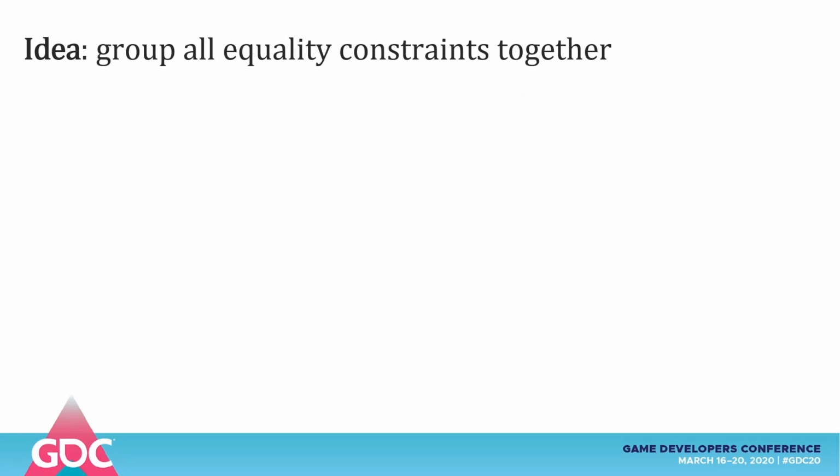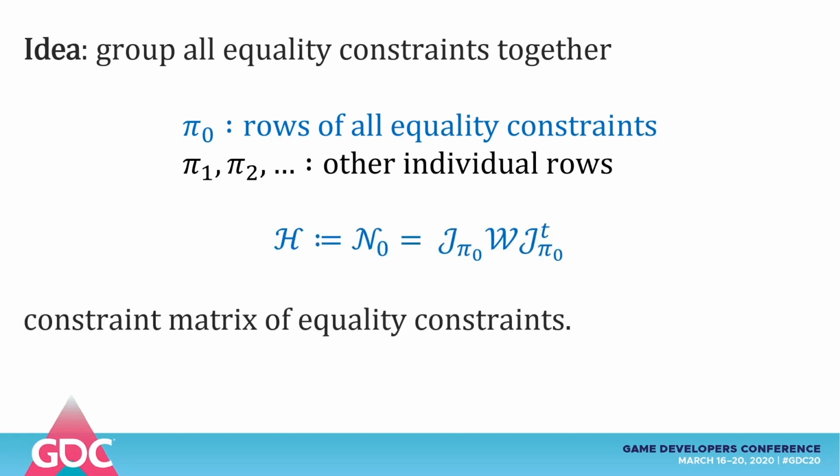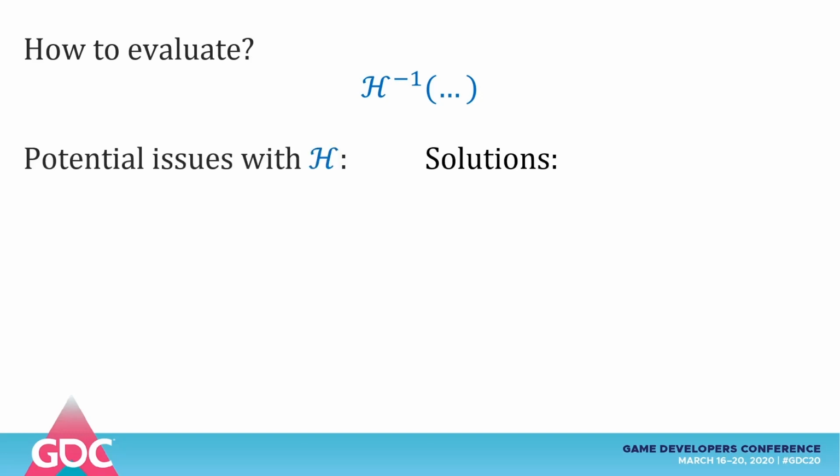Consider this idea. What if we grouped all the equality constraints together in the partition? So the subset pi0 contains all the rows of the equality constraints, and other subsets contain individual rows. N0 is then a large square matrix, the constraint matrix of equality constraints. We denote this matrix using H. H stands for holonomic. We need now to evaluate the inverse of H times a vector, but there are some obstacles to do that. H may not be invertible.